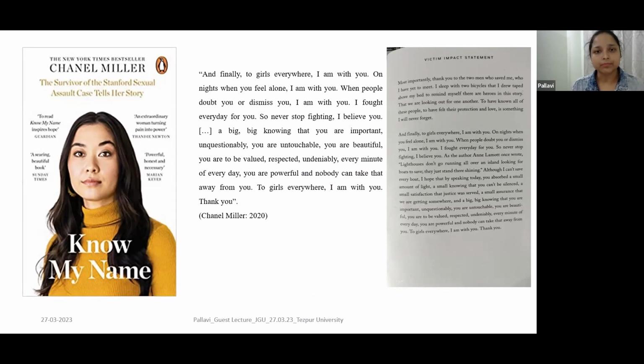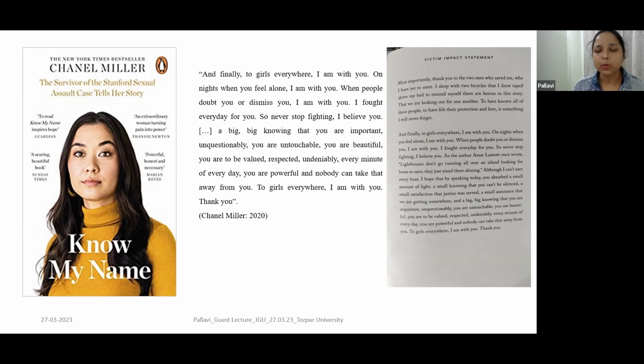And I quote, "And finally, to girls everywhere, I'm with you. On nights when you feel alone, I'm with you. When people doubt you or dismiss you, I'm with you. I fought every day for you. So never stop fighting. I believe you."